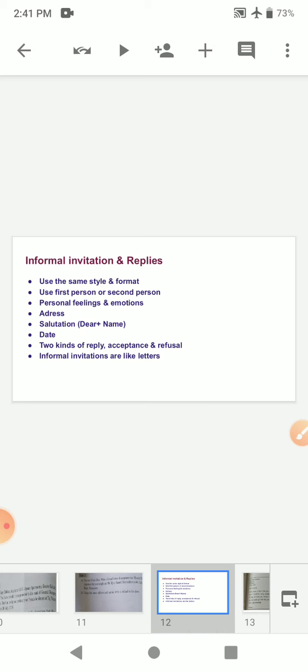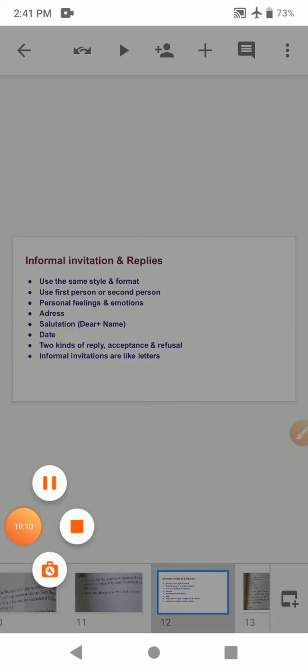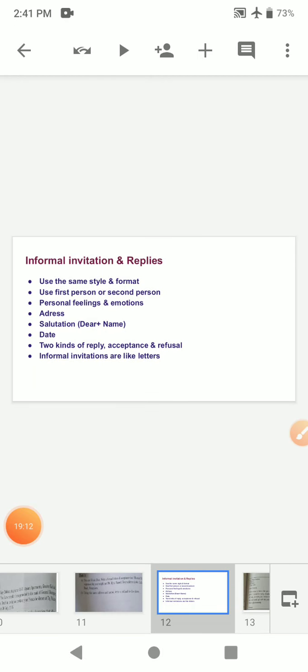So then we have informal invitations, and so this was about formal invitation. Now we have informal invitations, and in informal invitation and reply, you use the same style and format, but you use first person or second person.